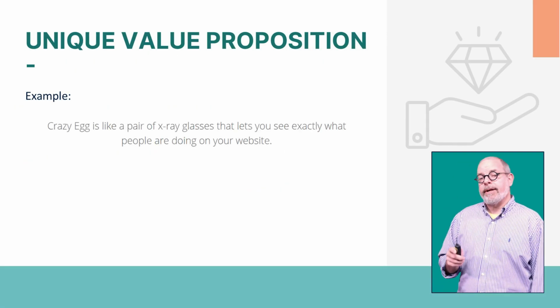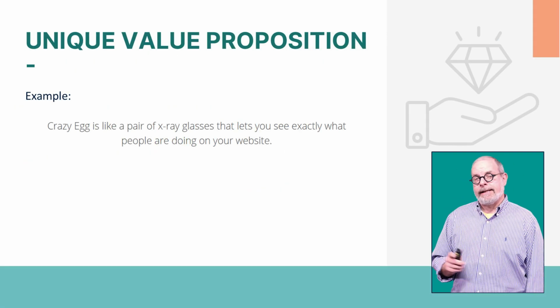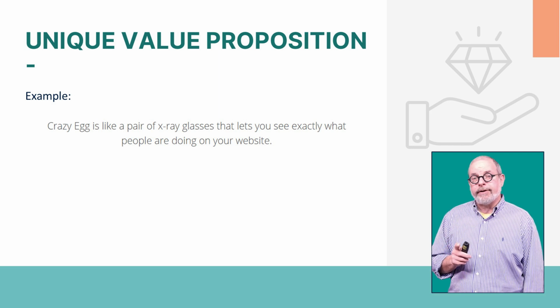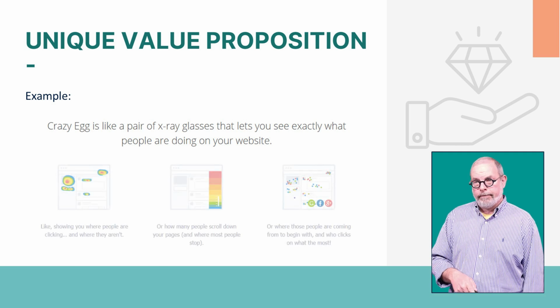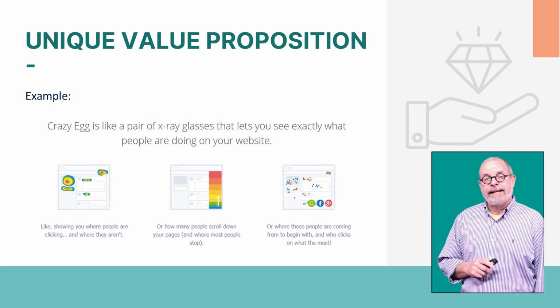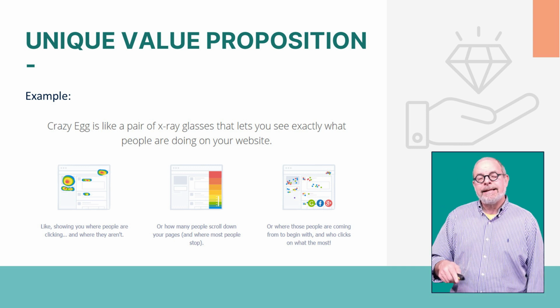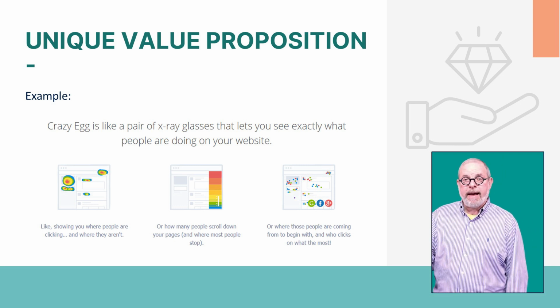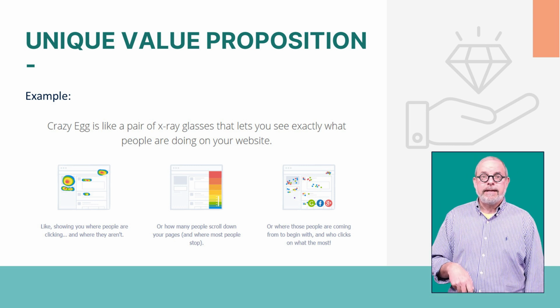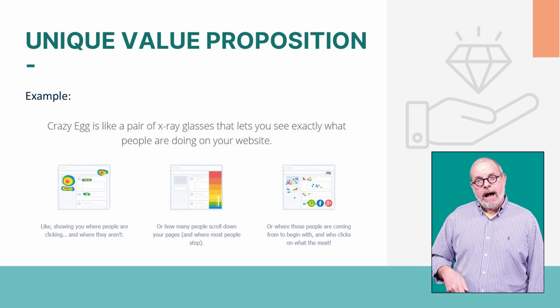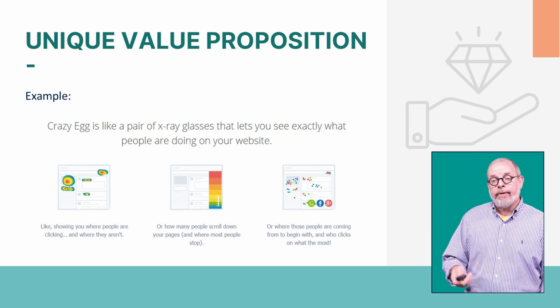Another example is something called Crazy Egg. Perhaps you've never heard of Crazy Egg, but what they are is a website service company that does something called a heat map and analytics for your website. So saying something like Crazy Egg is like a pair of X-ray glasses that lets you see exactly what people are doing on your website is an easy way to understand their unique value proposition. The way most people measure their website's value and their website's efficiency and their website's ability to convert customers is just the end product. How many people go to the cart? How many people buy your product or service on the website?